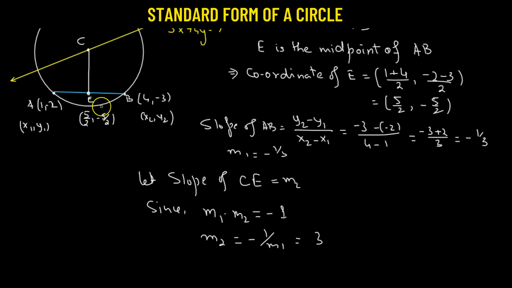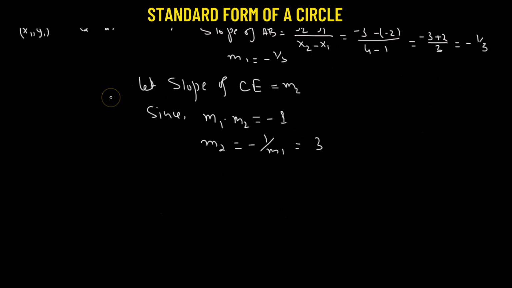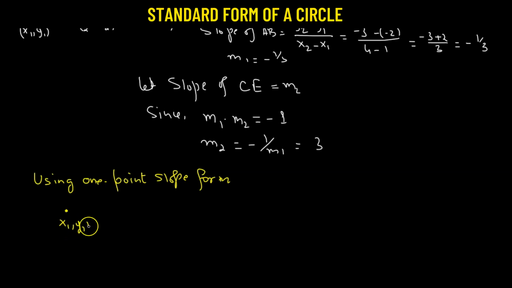Now we have one of the coordinate points, E, and we have the slope, so we can use the one point slope form to find out the equation of line CE. So let's do that. Let's first specify the one point slope form. The one point slope form states that if we have a point, let's say (x1, y1), that's the coordinate of that particular point, and a line passes through that point with a slope m, then the equation of the line is given by y - y1 = m(x - x1).